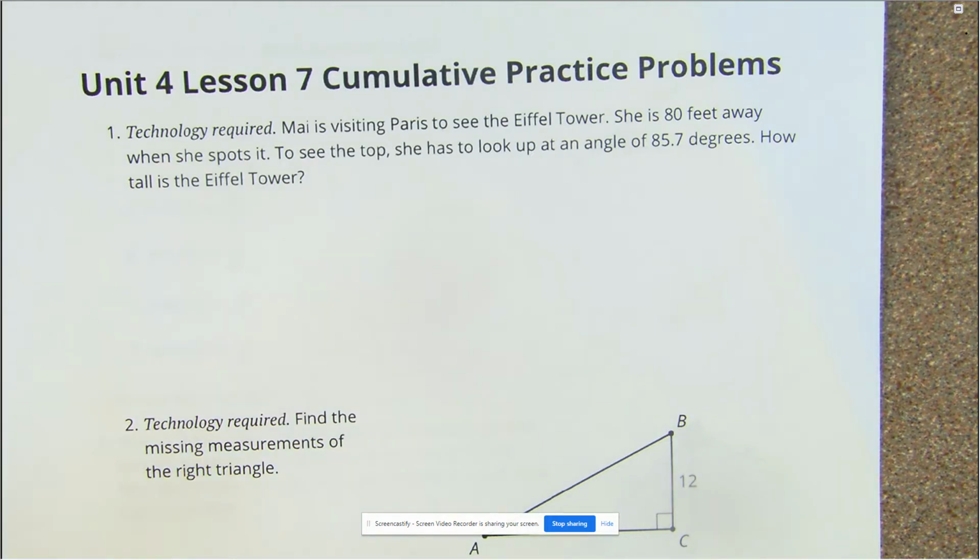It says, Maya is visiting Paris to see the Eiffel Tower. She is 80 feet away when she spots it. To see the top, she has to look up at an angle of 85.7 degrees. How tall is the Eiffel Tower?